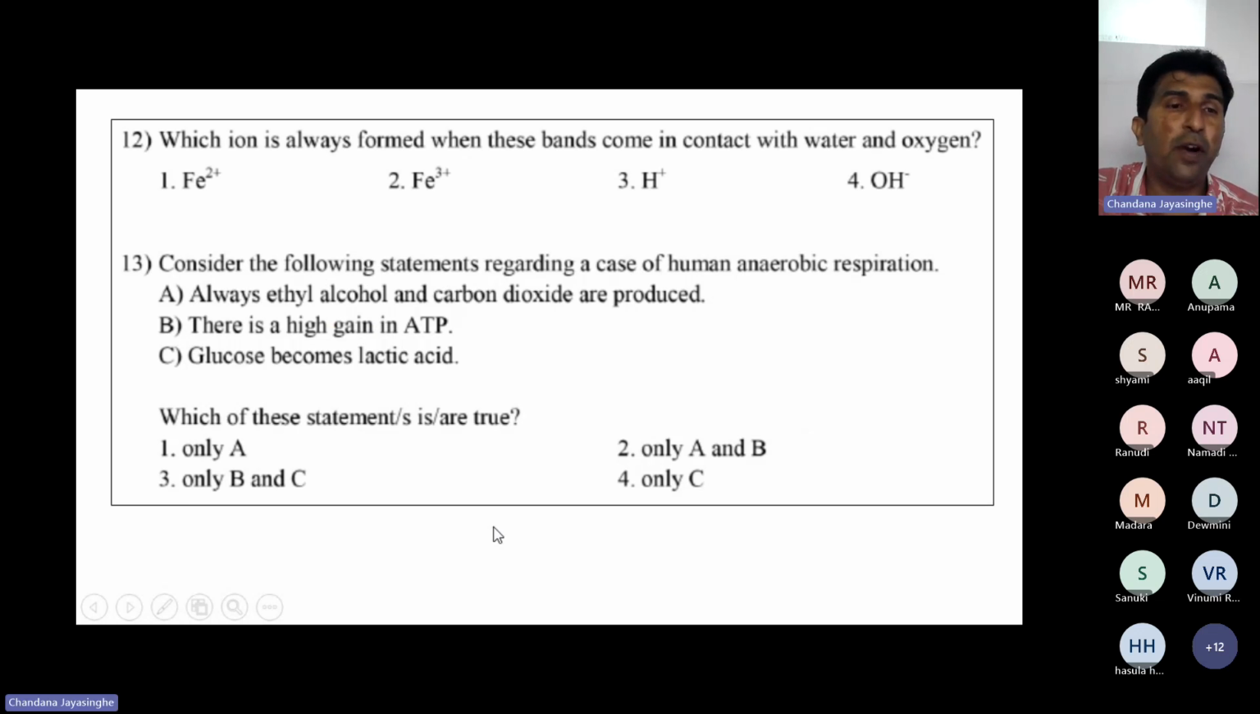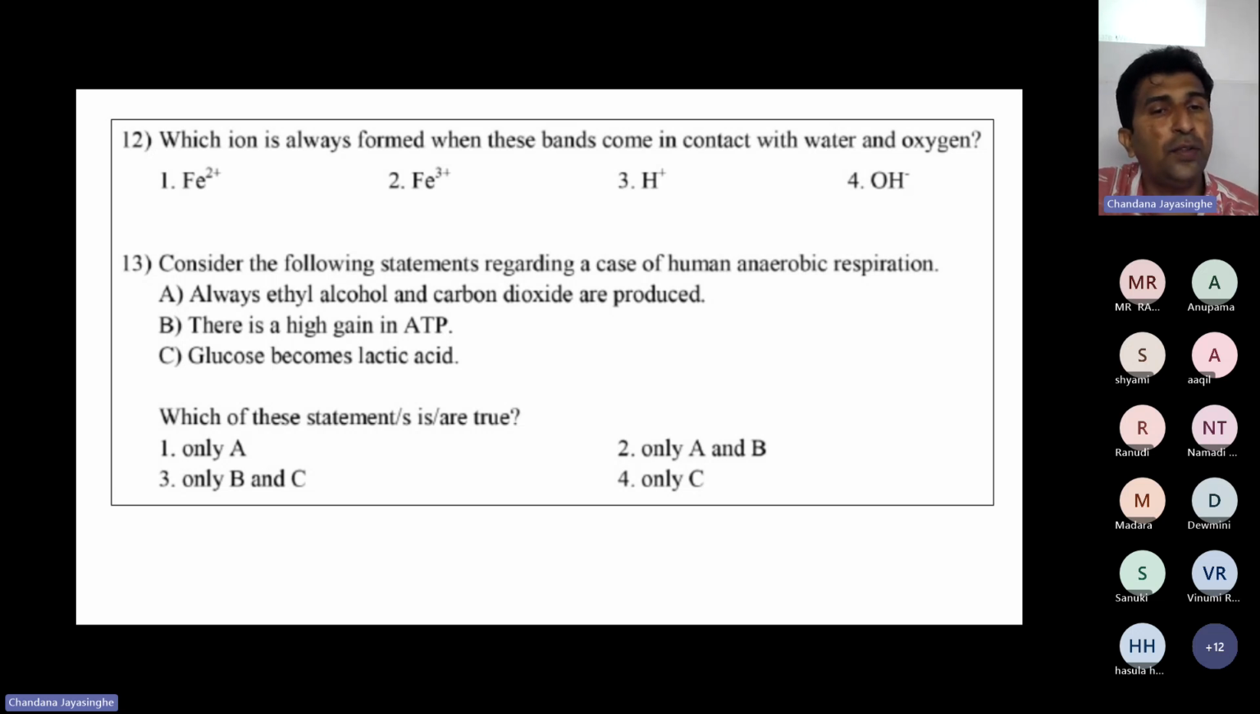Right. Now we are going for the 12th question. Now students, please remember, up to now the questions that we discussed, you can get an idea and give the answer within a few seconds. So in the first round, you have to go through these questions and answer very fast.